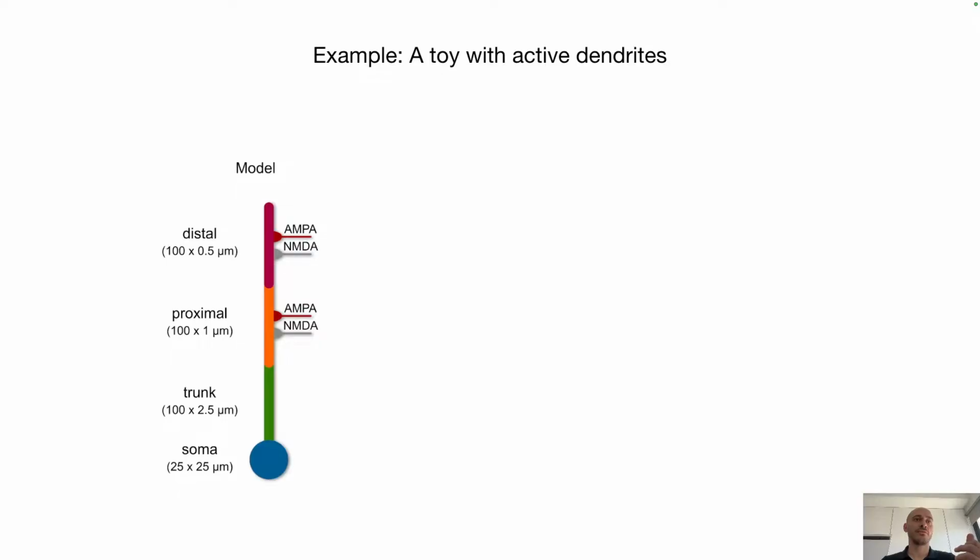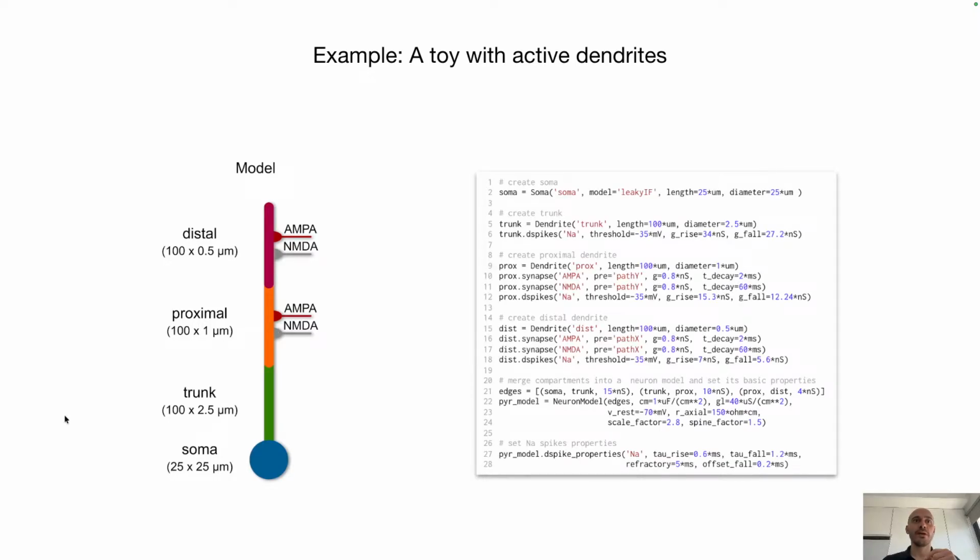So, to understand exactly what Dendrify does, let's see this toy example. Here we have four compartments: a soma, a trunk, a proximal dendrite, and then a distal dendrite. And let's say we want to add some synapses that go to the distal and the proximal compartment. The way you describe this in Dendrify is as such. It might look like a repetitive or long snippet, but actually it's very simple to describe.